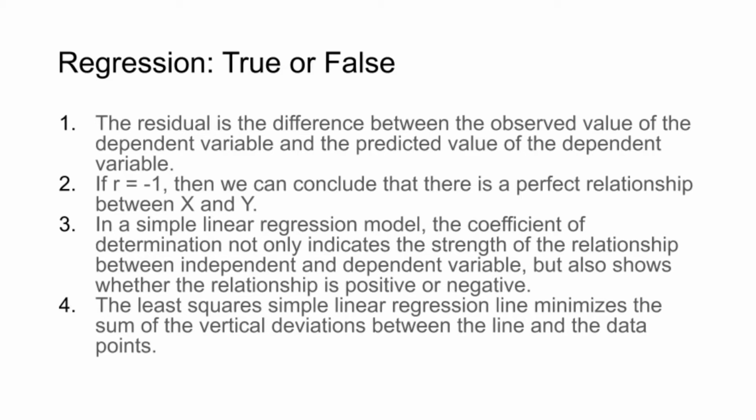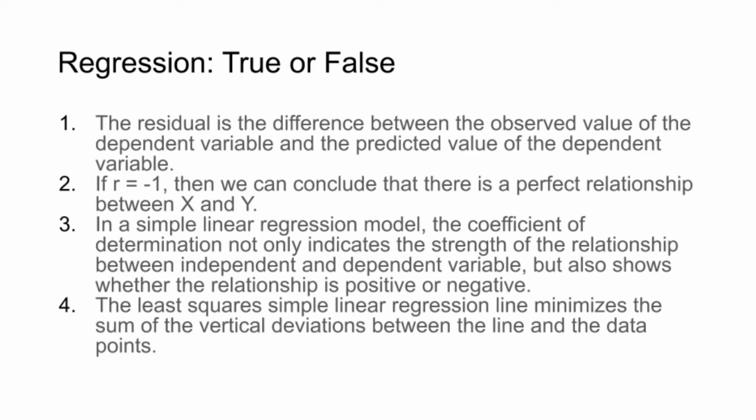Number 3. In a simple linear regression model, the coefficient of determination not only indicates the strength of the relationship between the independent and dependent variable, but it also shows whether the relationship is positive or negative. That is false. Linear regression does not deal with the strength of the relationship. This is totally describing correlation, not regression.